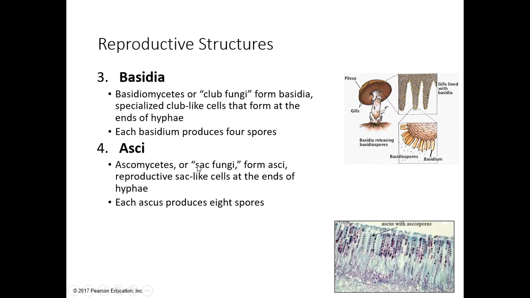These ascomycetes, or sac fungi, form asci, reproductive sac-like cells at the ends of the hyphae, so little sacs with these ascospores in them that then will go on to reproduce. So these are specialized cells that produce the spores. Okay? And like I said, these are examples of sexual reproduction. But many fungi have also adapted to do asexual reproduction as well. All right.